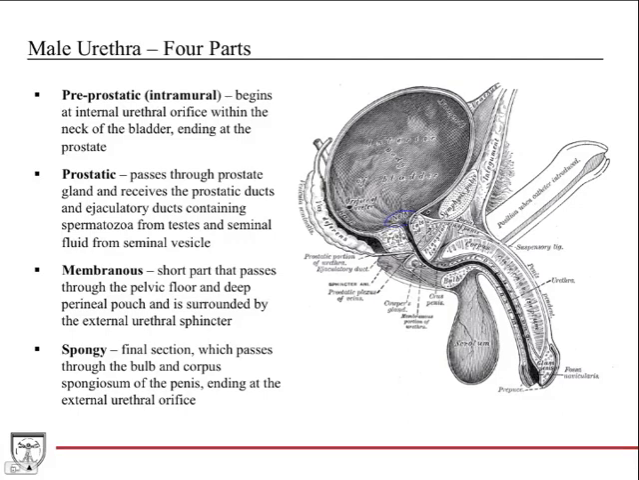This diagram isn't the best at showing it, but it's here in the neck of the bladder, and it begins at the internal urethral orifice and then ends here at the prostate.